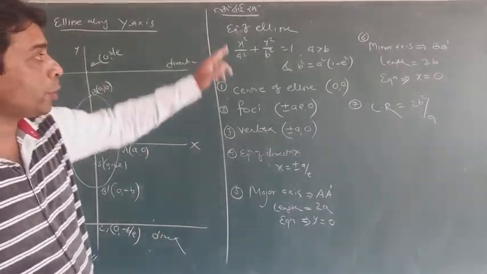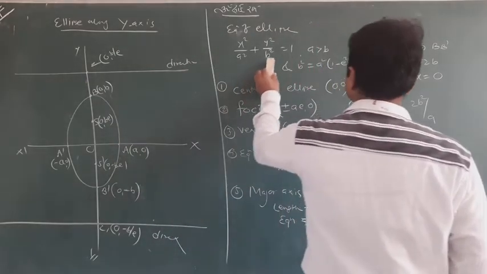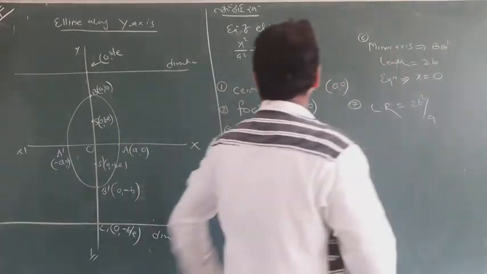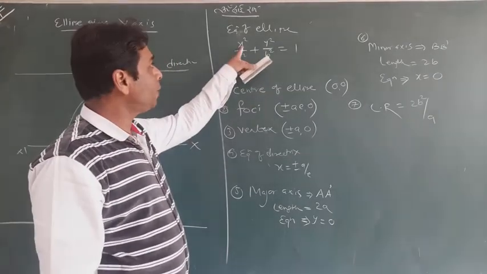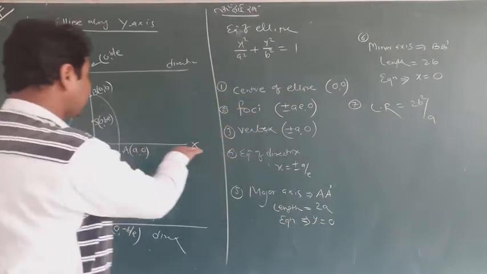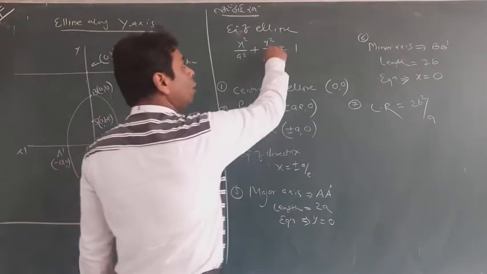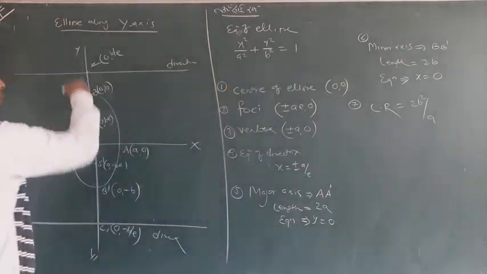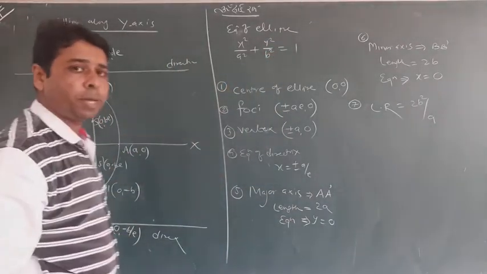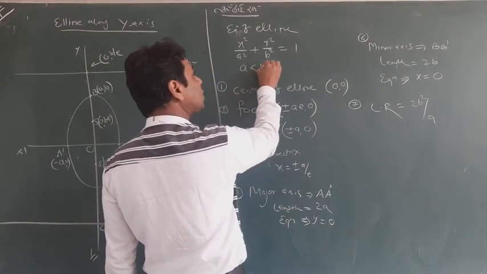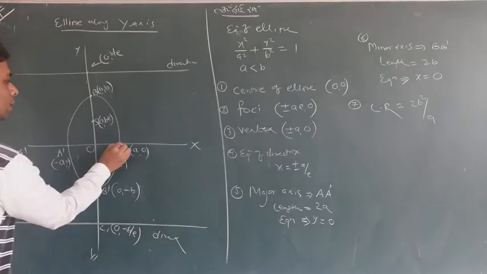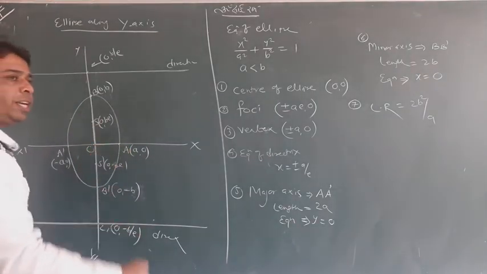Now, about the equation, I tell you one very important thing. Look, the formula is the same. Along with x, we have a, because on the x-axis I use the symbol a. Along with y, we have b, because on the y-axis I use the symbol b. But I write something very important: this time a is less than b. You know, this is a and this is b. Definitely a less than b.